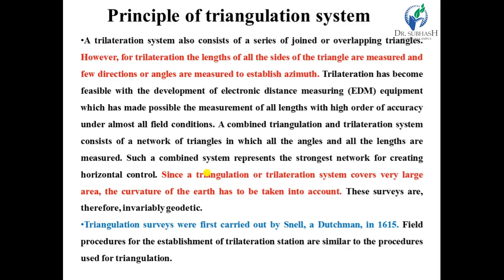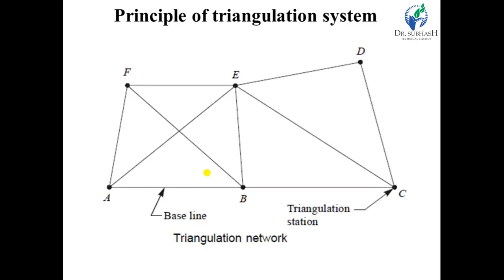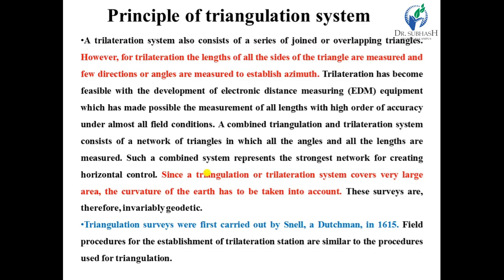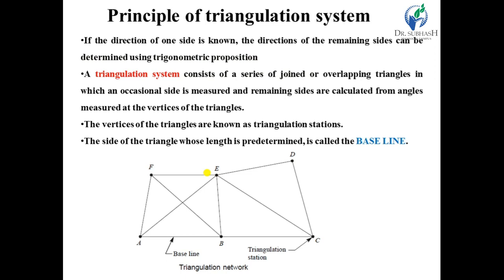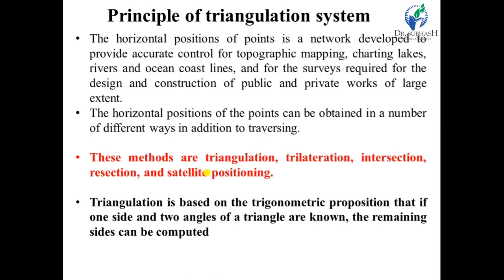Procedures to establish a trilateration station are similar to procedures used for triangulation. The principle of the triangulation system is based on the simple triangulation that we adopt in plane surveying. In that, there is the baseline, check line, tie line, and another representation of lines joining the stations. Generally, if the direction of one side is known, we can also get the direction of the other lines with respect to that triangulation system.